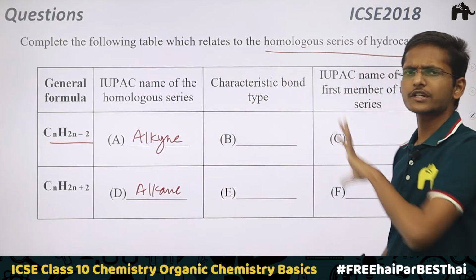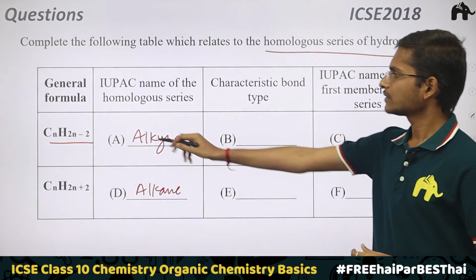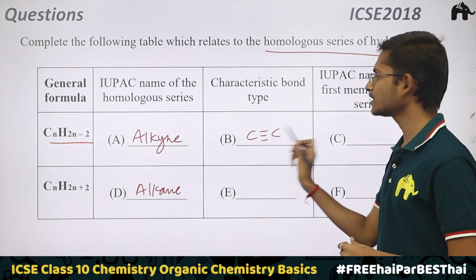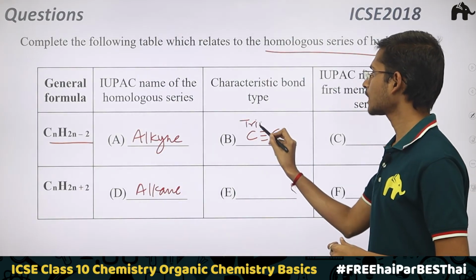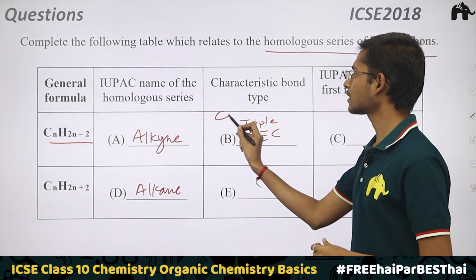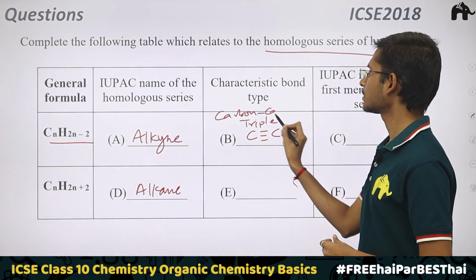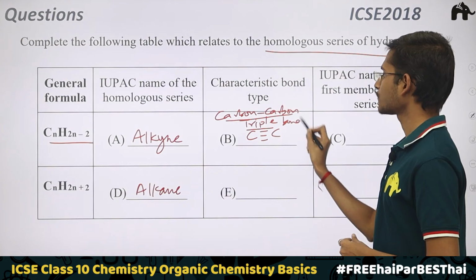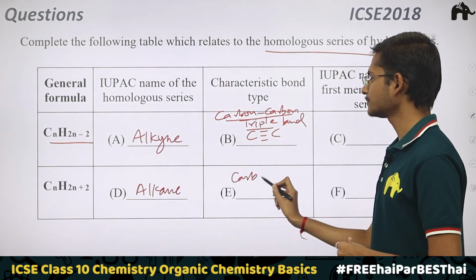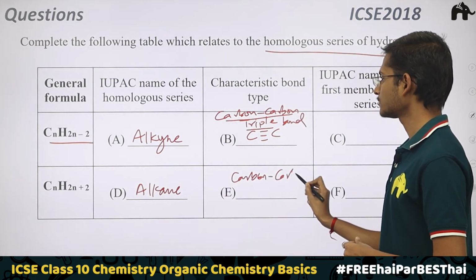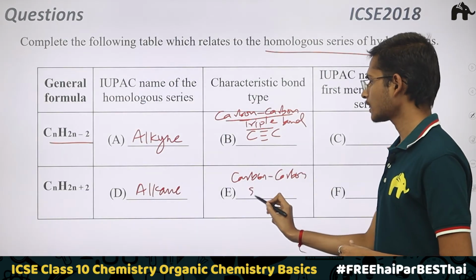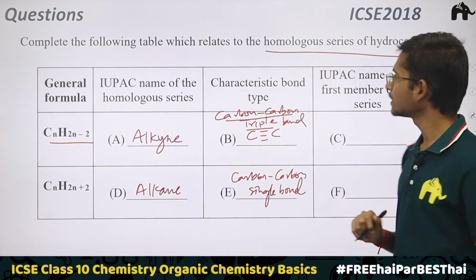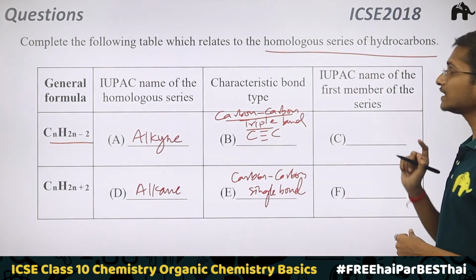Okay, we have studied that. Then the characteristic bond type. In alkyne, what is the characteristic bond type? Carbon-carbon triple bond. You can just write it in this way: carbon-carbon triple bond. In the case of alkanes, it is carbon-carbon single bond. And here, the IUPAC name of the first member of the series.